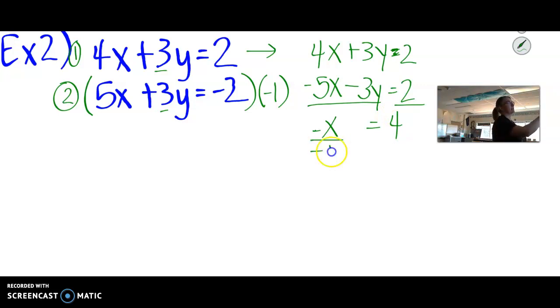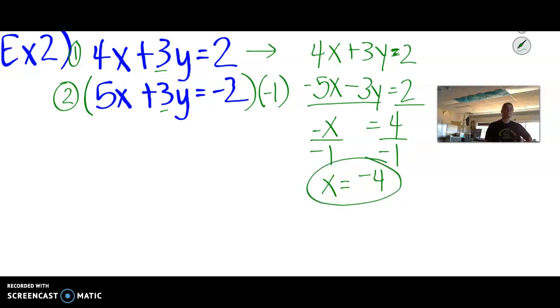If I want to get rid of the negative, I can divide both sides by -1. And I get x is equal to -4. All right, now pick one of the two equations, put in -4 for x, and solve for y. You guys do that on your own and come back to check to see if you got it right.